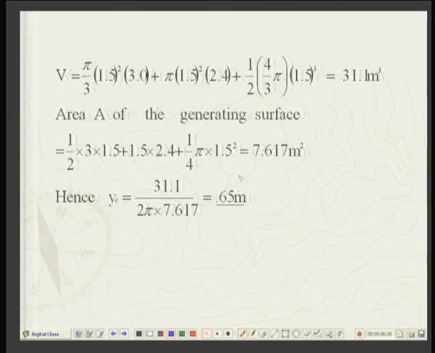So we have seen that with the help of the theorems due to Pappus and Guldinus, we can correlate one type of figure with another, the next hierarchy of figure, provided it is generated through revolution.